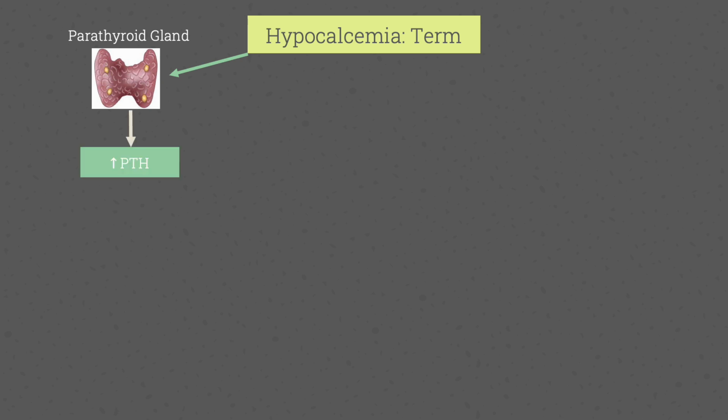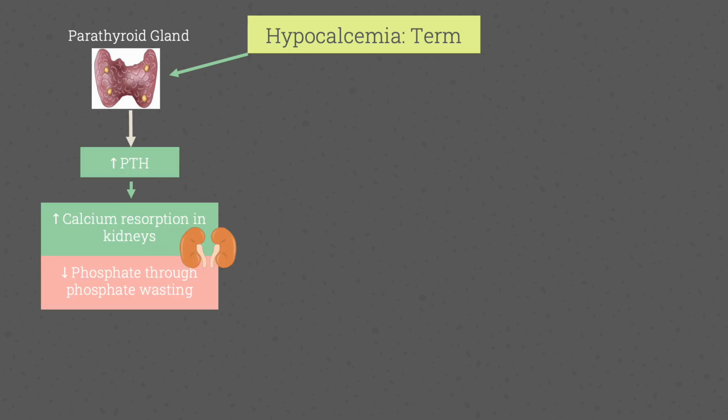So now that we've discussed the levels at birth, let's discuss the hypocalcemia environment and what that looks like in a term infant and how they balance out their calcium and PTH. The parathyroid gland notices that there's hypocalcemia, so it's going to increase its PTH. As we've discussed previously, increased PTH is going to increase calcium resorption in the kidneys, so you'll see an increase in calcium plasma levels, and it's also going to cause phosphate wasting in the kidneys, so you'll see a decrease in phosphate. So net effect, increase in plasma calcium levels.